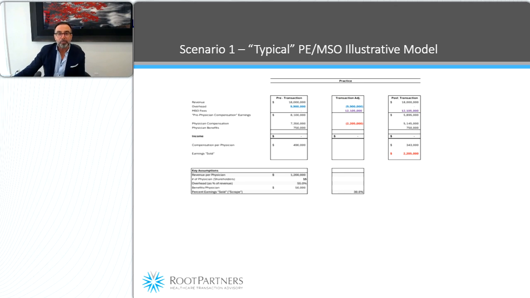Okay, so as I mentioned, the revenue in this particular example is the same. The overhead and the amount of earnings that the shareholder physicians sold now become an MSO fee as an expense. And then the physicians in this particular example, the shareholders, are taking a 30% pay cut. So you can see that average compensation per physician pre-transaction on the left side was $490,000, and now it's $340,000.